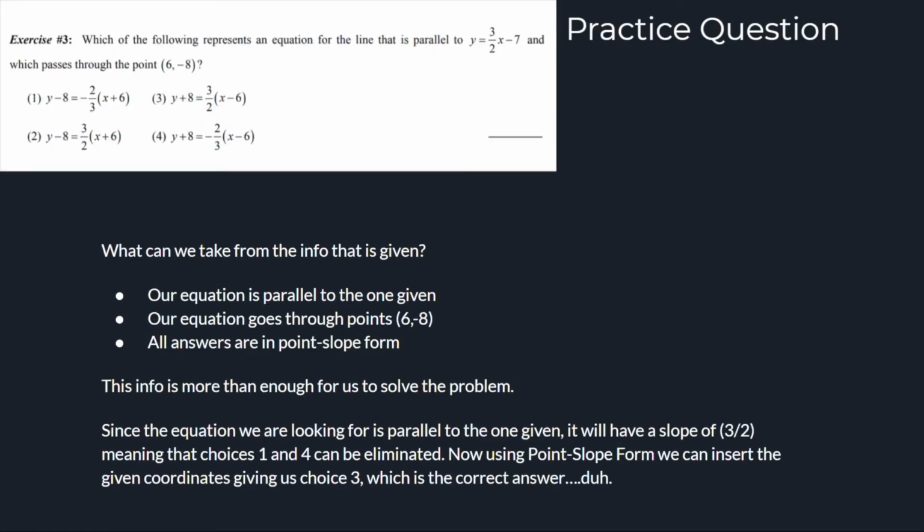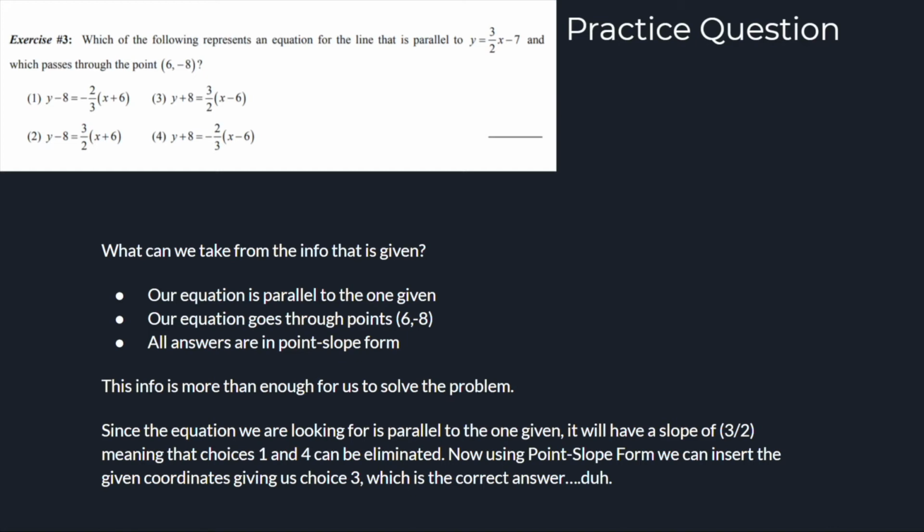Here's an example. This was a question from Regents. I want you to take a moment to read it. Now, what can we take from the info that was given? We can take that the equation we are looking for is parallel to the equation that was given in the question. We also are given that our equation goes through the point (6, -8). And if you look at all the answers, they are all in point-slope form. This info is more than enough for us to solve the problem.